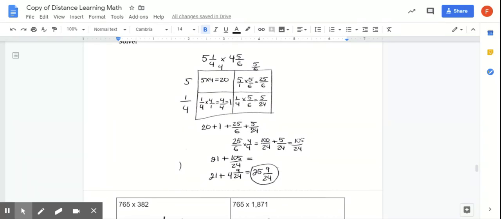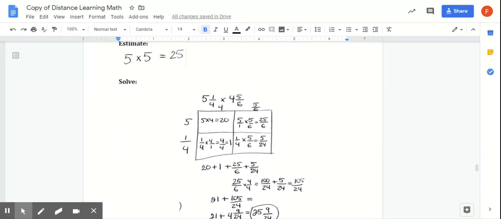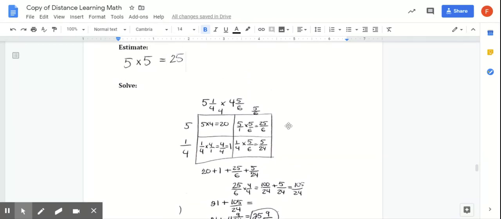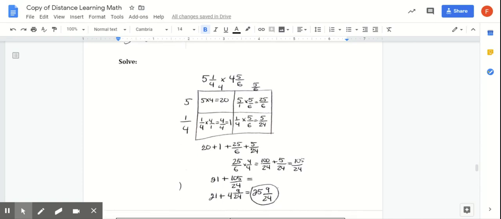Now I'm going to go back and look at my estimate. My estimate was 25, and my product is around 25. And this will help me see that my answer is correct.